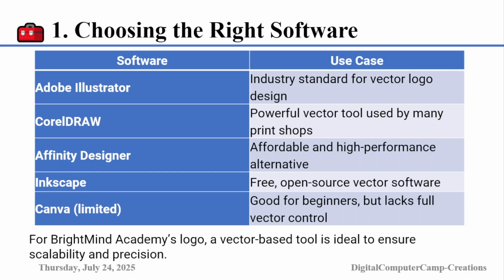Professional industry, consider industry standard software. For the Brightmind Academy logo, a vector-based tool is ideal to ensure scalability and precision. Scalability: how can you scale the logo to be large and also small, and have it look good at both sizes? That's scalability, and we need to consider vector software, because vector allows that scalability. All right.